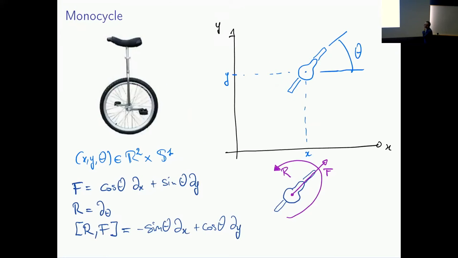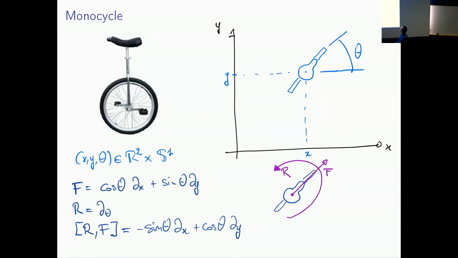So the next example is the monocycle, which is very typical for control theory and Sub-Riemannian geometry. I tried once to ride a monocycle, and I didn't go very far. So I will keep this imaginary monocycle with my hands, okay? My description of the monocycle is that it is somewhere on the plane, so it has two coordinates, x and y, and then it has a direction, which is given by an angle, theta. For me, angles are actually elements of S1, the circle in the plane. So the monocycle is given by two coordinates and a direction.